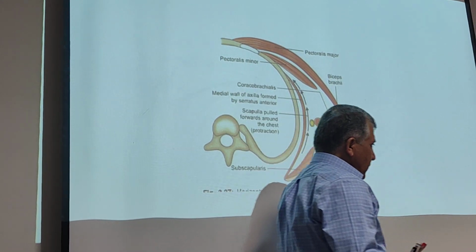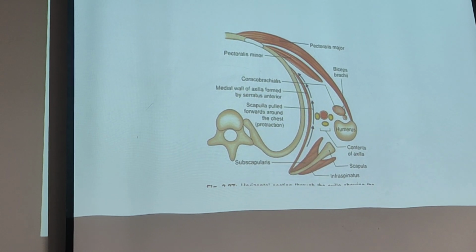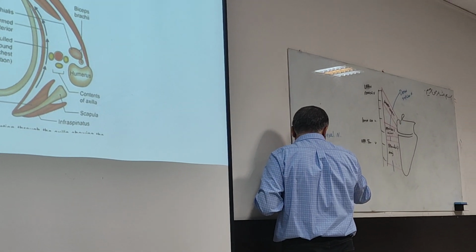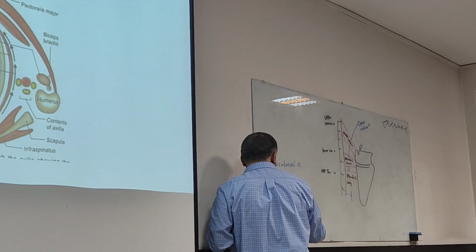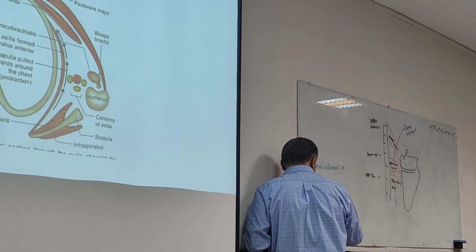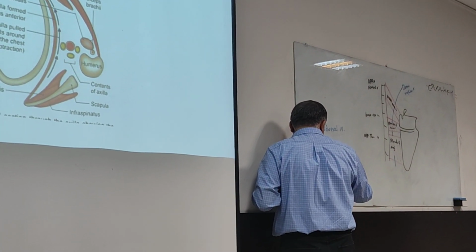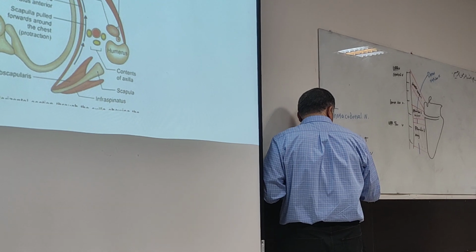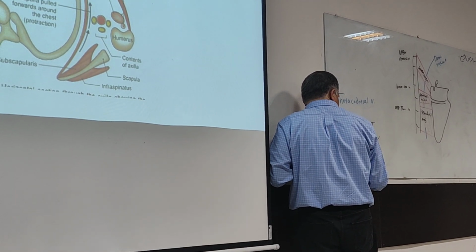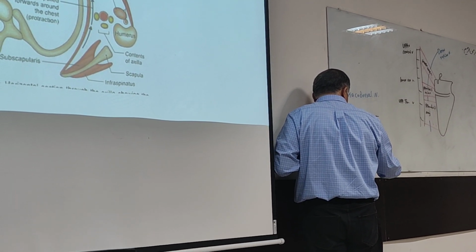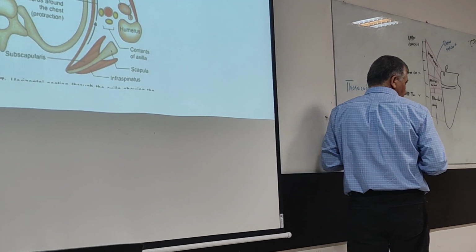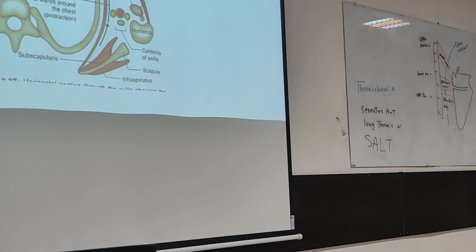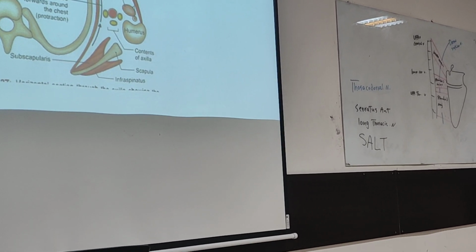This muscle is called serratus anterior. It is innervated by the long thoracic nerve. To memorize: serratus anterior is innervated by the long thoracic nerve. Okay, stop. Serratus anterior is innervated by the long thoracic nerve.